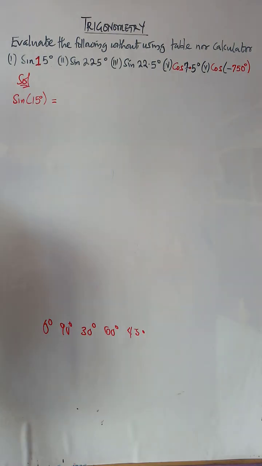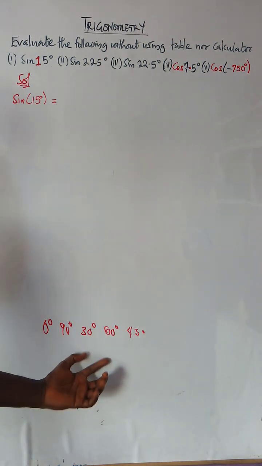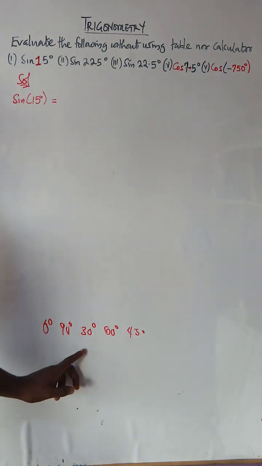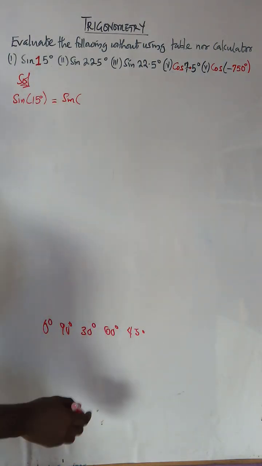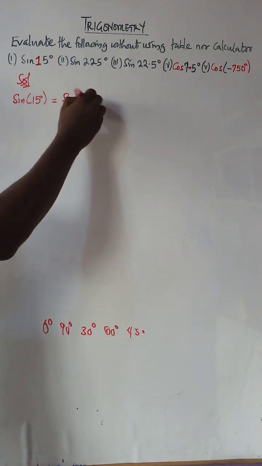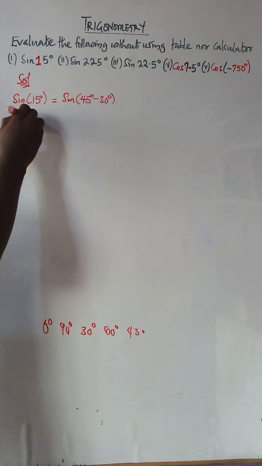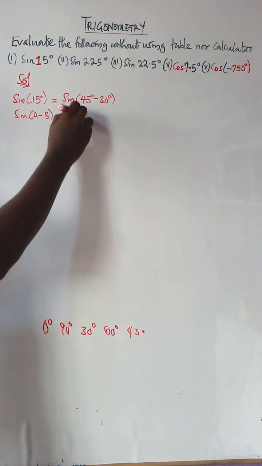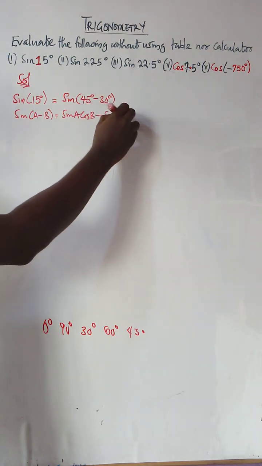So how can you express any pair of angles here to give us 15? You can do 45 minus 30. So this sine 15 is something as what? Sine of 45 degrees minus 30 degrees. So that's sine A minus B, and sine A minus B is sine A cos B minus sine B cos A.